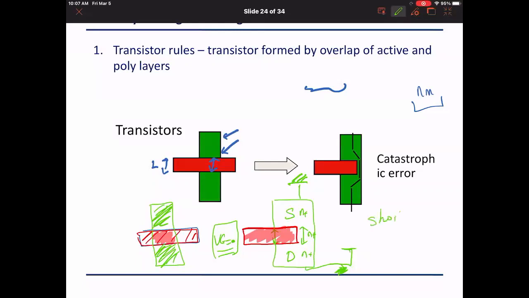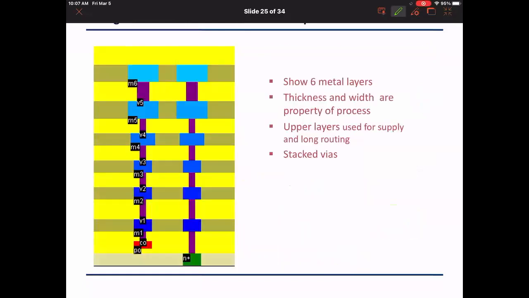I have a short. This is why, when we typically fabricate, we require that there is an extra extension of the poly, so that even if there is jitter and it shifts a little bit, we are still covered. So the overlap, how much extension I have beyond the real region that I need, is one of the rules that we care about. We don't have to dwell on this a lot; this was just meant to explain why we have rules.